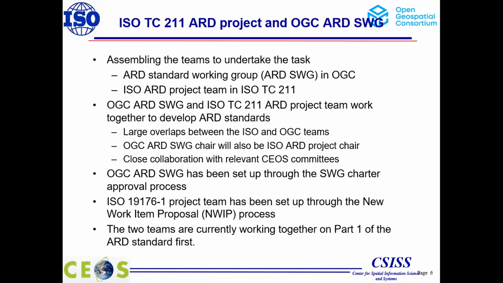You go back, okay. So we're going to set up the ISO TC211 ARD project and the OGC ARD standard working group, so the two teams can work together to develop the joint ISO OGC standard. We envision that both teams will have a large overlap in membership. The OGC ARD standard working group needs to be set up through the standard working group charter approval process, and for ISO, we need to set up an ISO standard project through the new work item proposal process. Next slide.